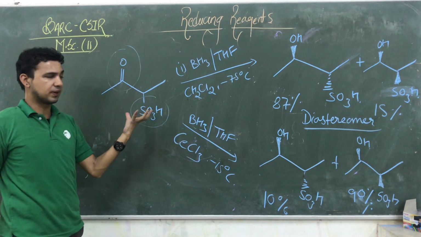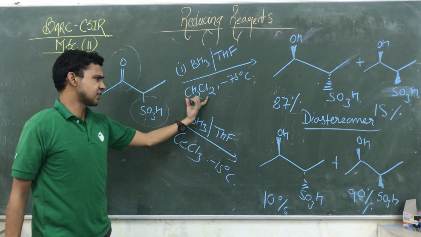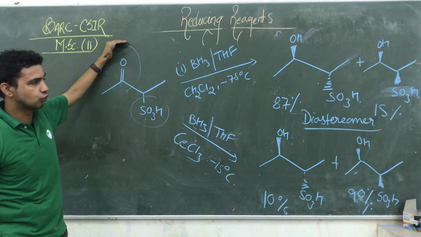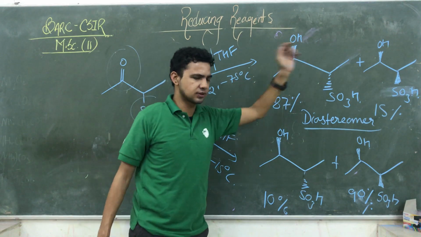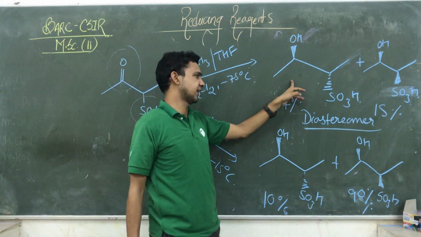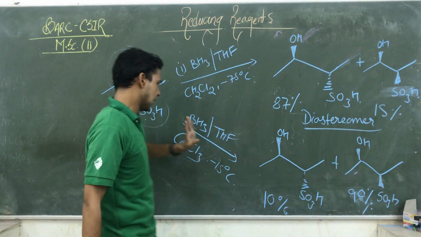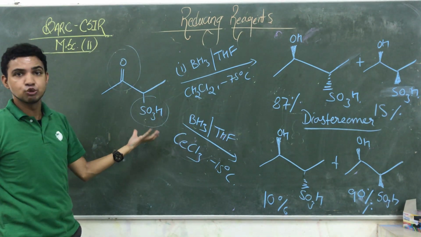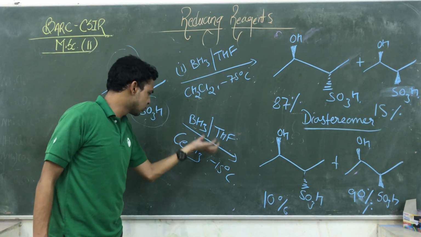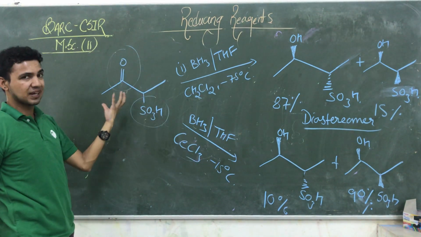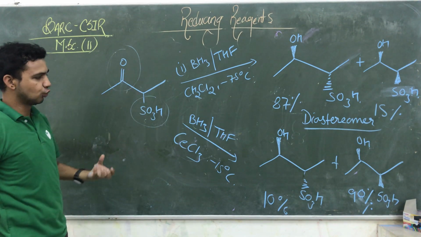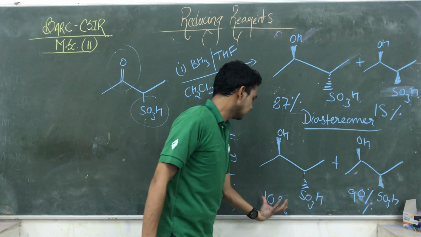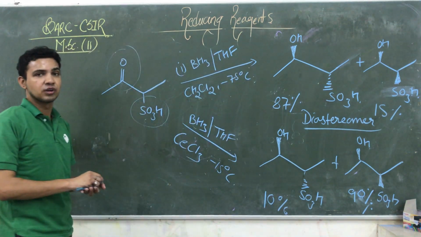What is the property change between them? CH2Cl2 is not able to form a chelation or complex with certain functional groups, so it easily converts into a diastereomer in which trans is 87% and cis is 15%. But after adding cesium trichloride, the cesium having a Lewis acid type of reagent, which we already taught you, forms a complex or chelation with the sulfonic and ketone groups. At that time you get 90% cis and 10% trans diastereomer.